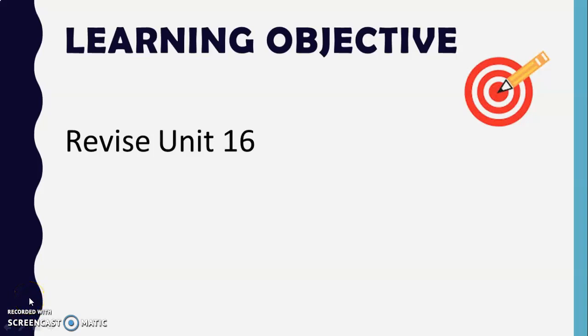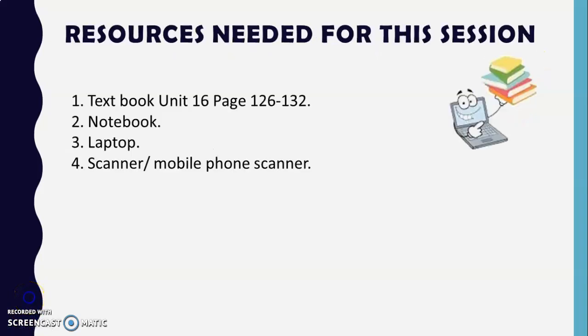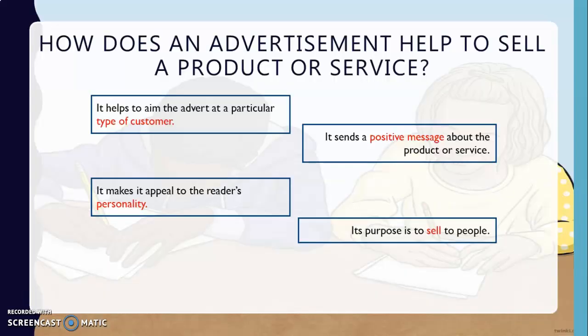Learning objective is to revise Unit 16. The resources you're going to need for this session are your Nelson textbook, Unit 16, pages from 126 to 132, your notebook, your laptop, and a scanner.